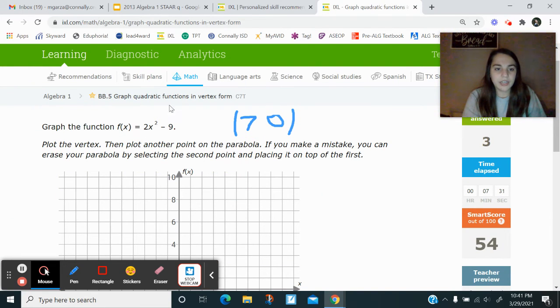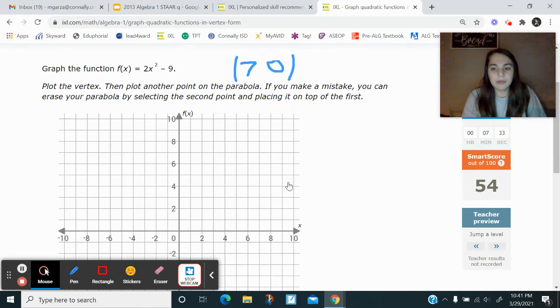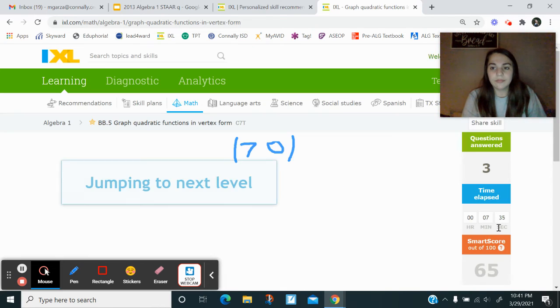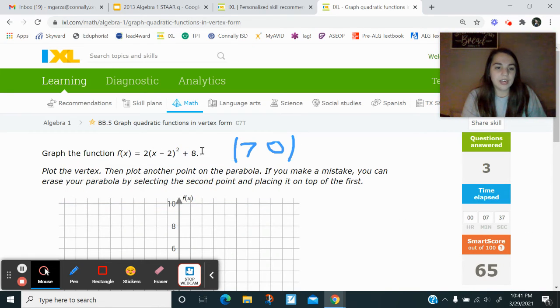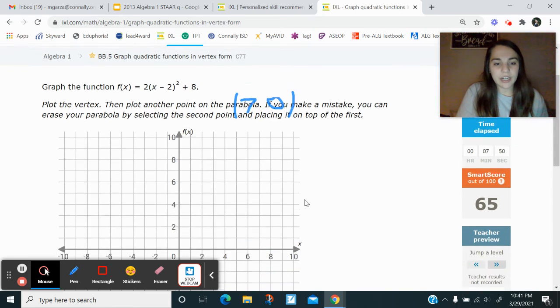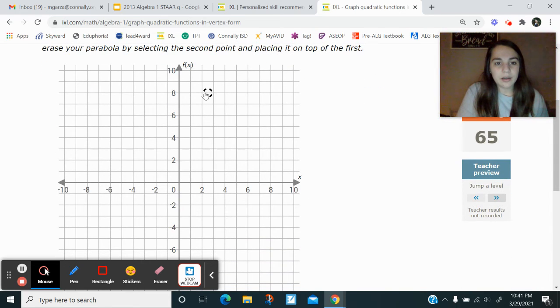All right, so let me jump up another level until you start getting some actual vertex form questions. Remember, this is the y. This is the x. It's h, k, but it stands for x, y. Don't know why, but they did that. So I have 2 and 8. I go down here to 8, plot the point.